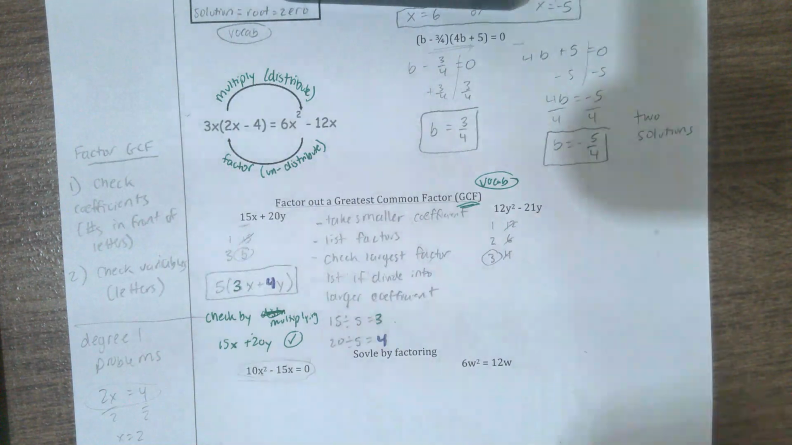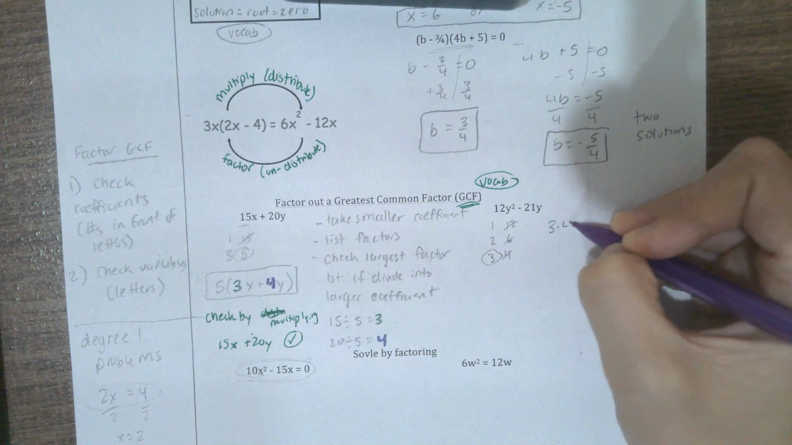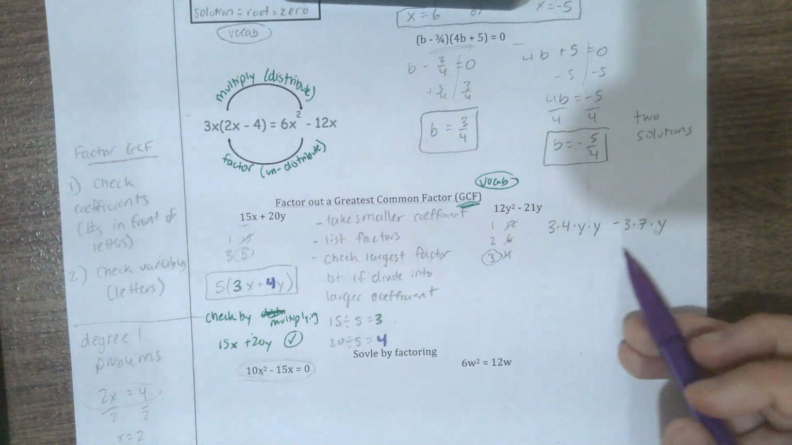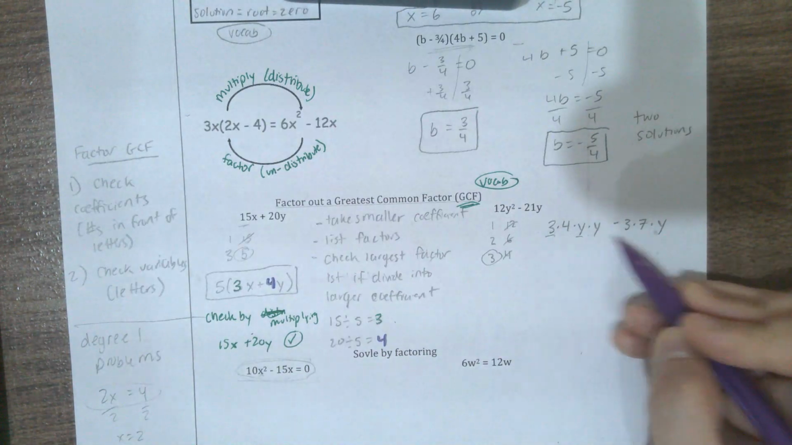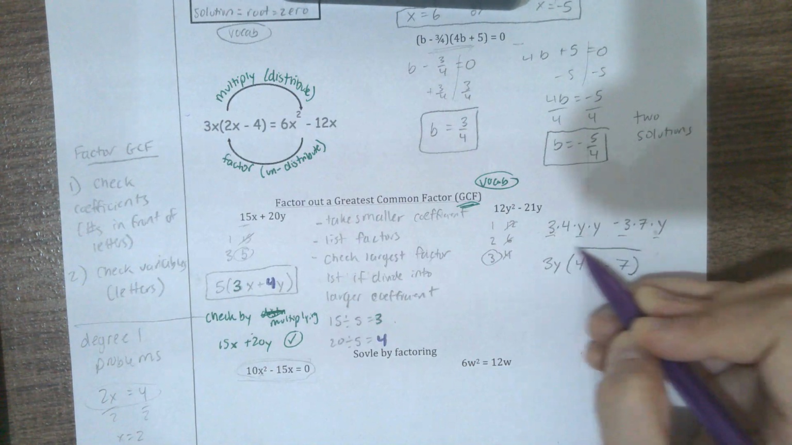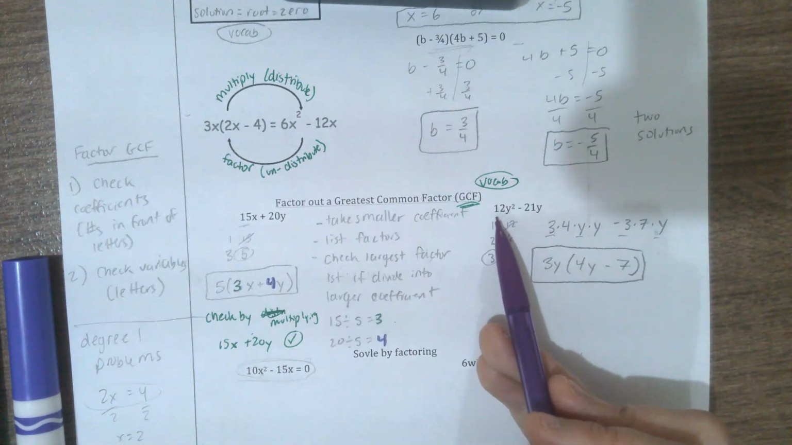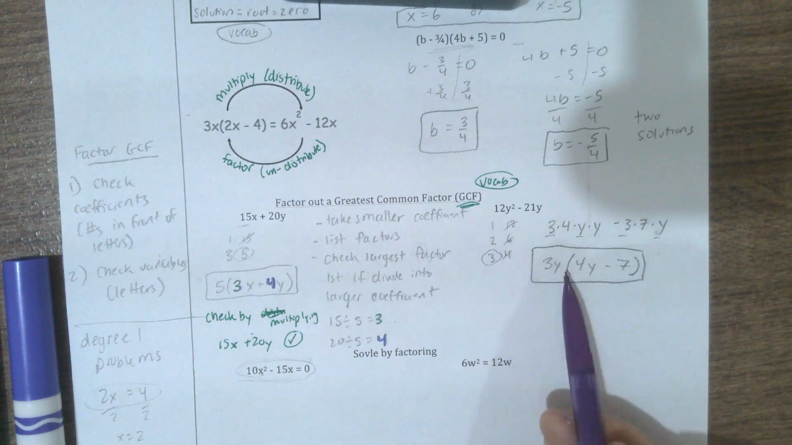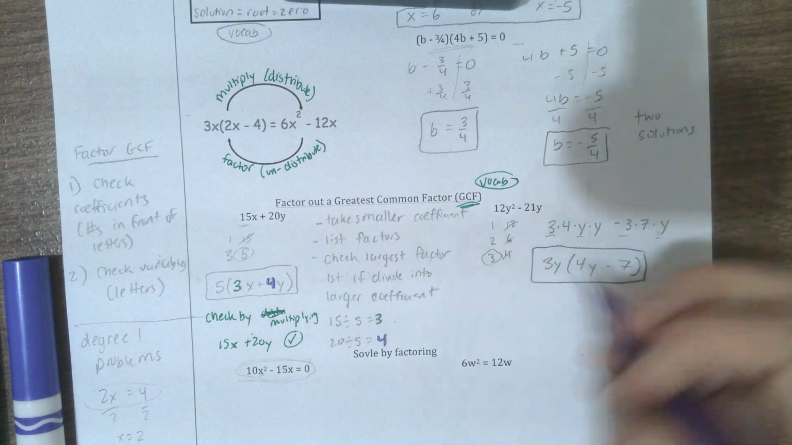Yes. And this one has 2 y's and this one has a y, right? So we could do 3 times 4 times y minus 3 times 7 times y. This is just me writing it out really in steps so that you can see. We're going to pull out this 3 and this y. So 3y, and then we're left with 4y minus 7. But eventually you want to start doing this in your head. You'll be like, okay, the greatest common factor between 12 and 21 is 3. And then there's a y, so 3y. 12y divided by 3y is 4y. 21y divided by 3y is 7y, or 7. And this is it.